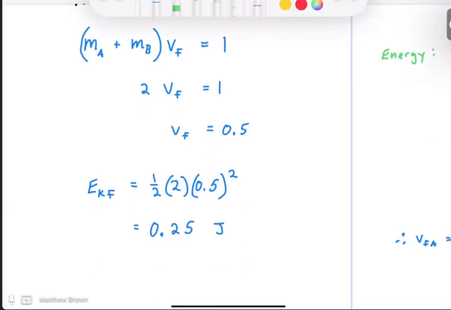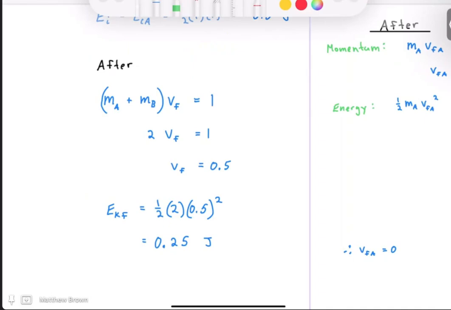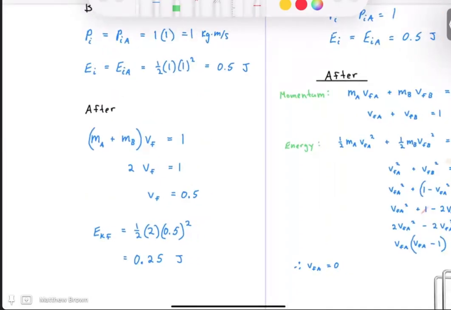The kinetic energy after is 1/2 times the combined mass, because it's 2 kilograms now. So the 1/2 and the 2 basically cancel each other, and you're left with 0.5 squared, which is 0.25. So if you compare the kinetic energy before and after, it's half. We definitely lost some kinetic energy when we have an inelastic collision.